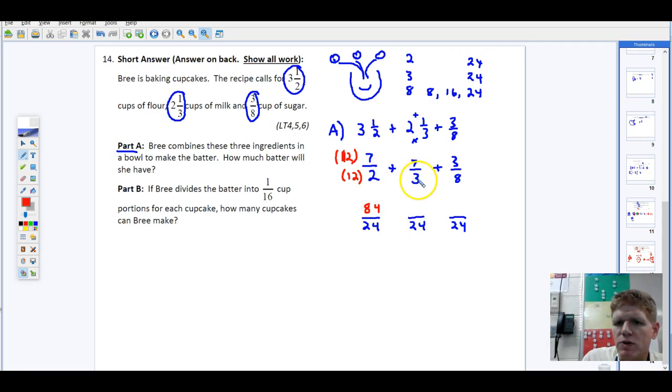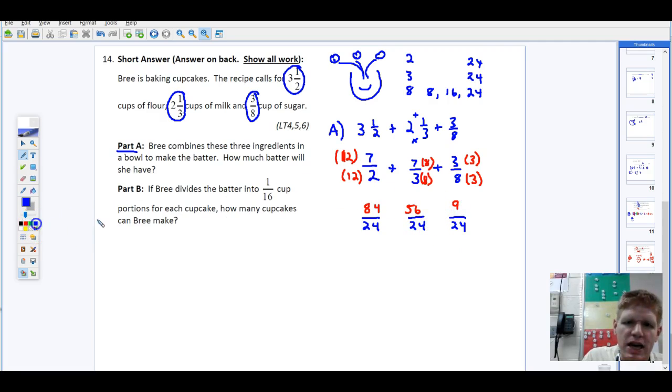And then we'll multiply this one. What do we get to become 24 here? We got to multiply that by 8. So we'll multiply the top and the bottom by 8. 3 times 8 is 24. 7 times 8 is 56. And then finally, we need to have a 24 over here. So we'll multiply this by 3. That means we have to multiply the top by 3, which gives us 9 24ths.